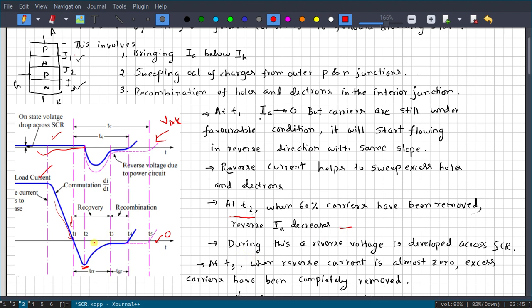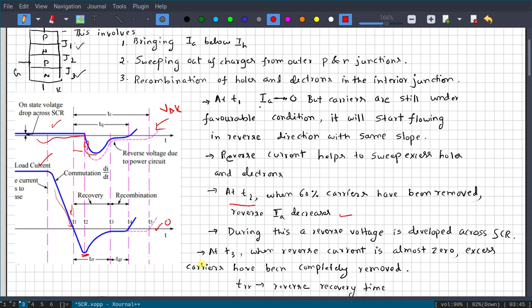During this, you can observe the anode cathode voltage. You can see a negative voltage is developed here. This one, this is a negative voltage. Why? Because a reverse current is flowing. Because of that, negative voltage is developed across the SCR. Okay, during this, a reverse voltage is developed across the SCR.